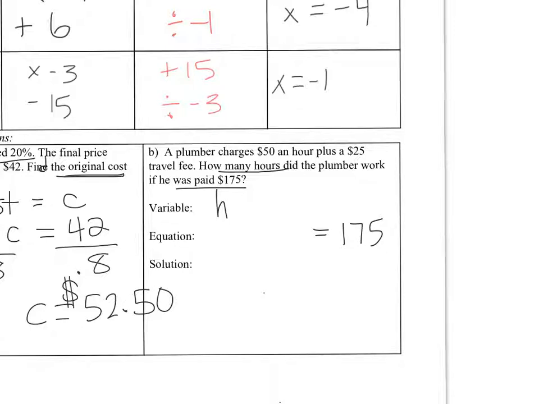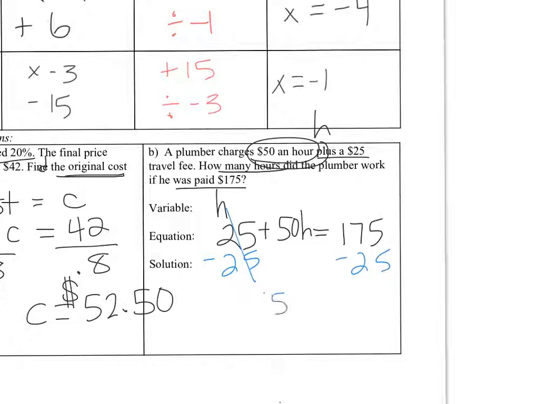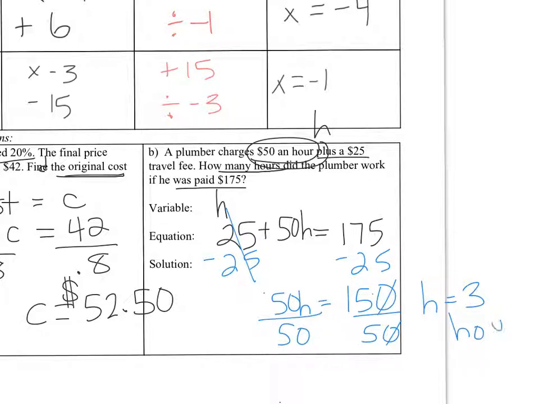But no matter what, he charges a $25 fee plus $50 an hour, so it's going to be 50H. So to solve, I have to do order of operations backwards. So I'm going to subtract 25 first. So I have 50H equals 150, and I'm going to divide both sides by 50. This cancels out. 15 divided by 5 is 3. So H equals 3. I need to write a unit, hours. When you're doing word problems, always have a unit.